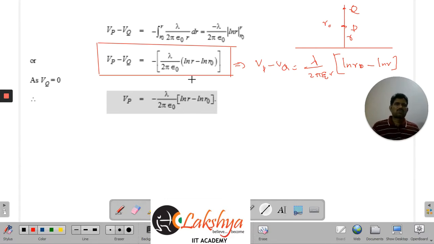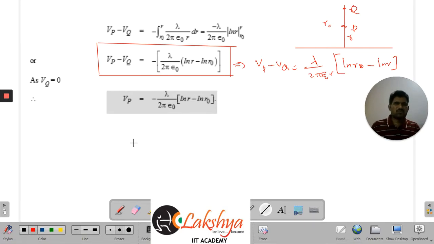Is it clear? You need to remember that the potential due to an infinite line of charge at a point is not defined. So by taking some reference at some other point other than infinity, we can define the potential at a point, or we can calculate the potential difference between 2 points there. So the infinity reference is not valid for an infinite line of charge.